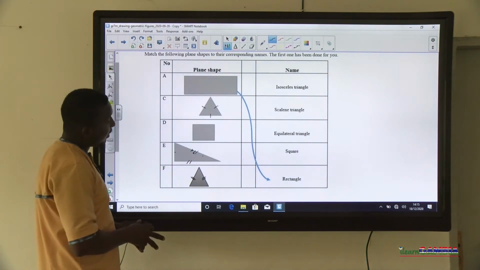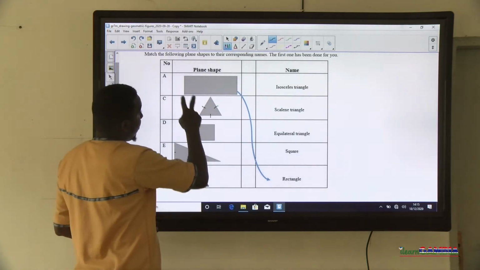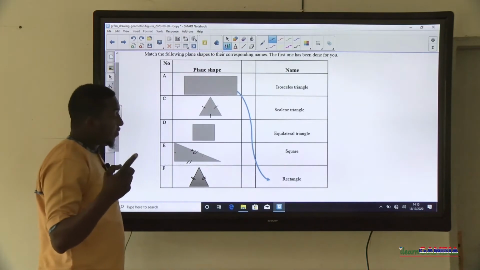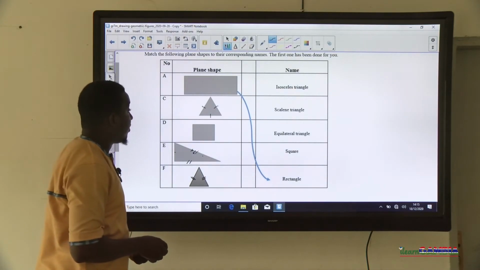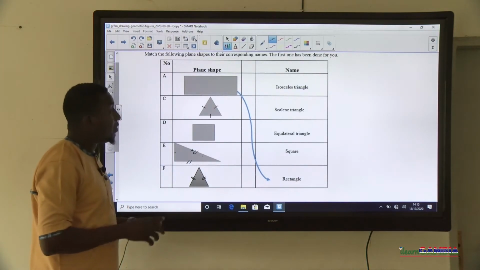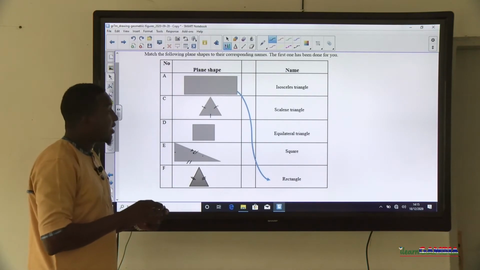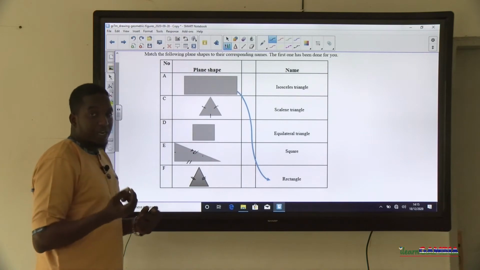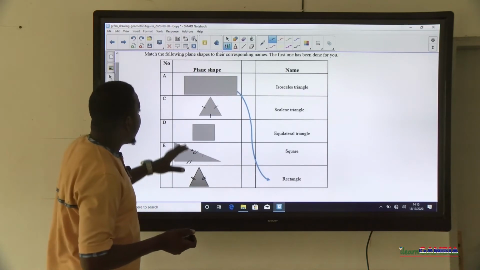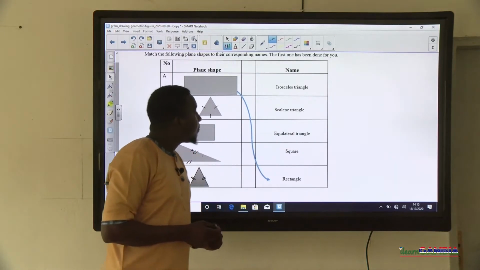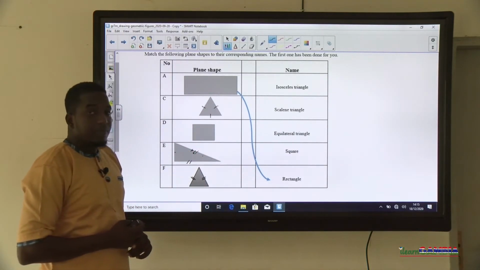The first one has already been answered for us. We have the shape here, which is a rectangle, and if you can remember from the previous lesson, we define a rectangle as a plane shape that has 4 sides, and the opposite sides are equal and they are also parallel to each other. Then the second name that we have is scalene triangle.